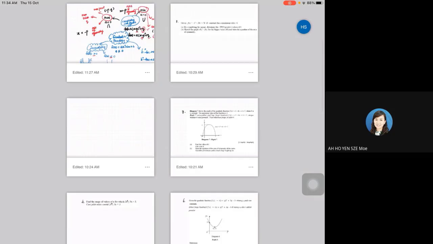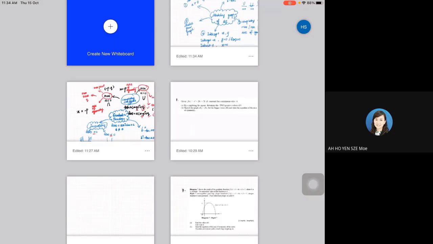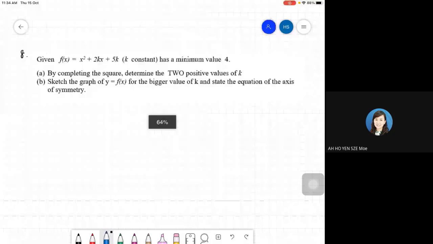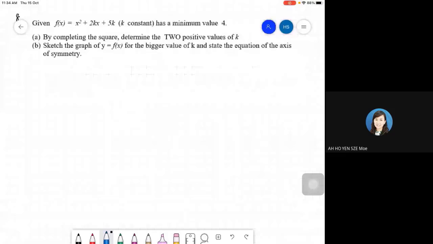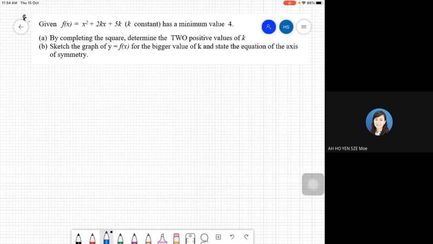So for the next one, we can go straight away to the question of sketching first, before we go to other questions. Let me see which one is the question of sketching. This one, I think. Look at the question: given the function f(x) equal to x squared plus 2kx plus 5k has a minimum value of 4. So for sure we need to do the completing the square. This is a must in the quadratic function.